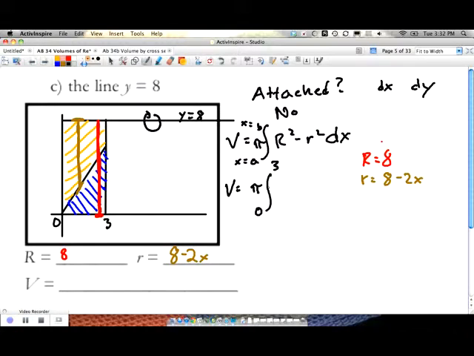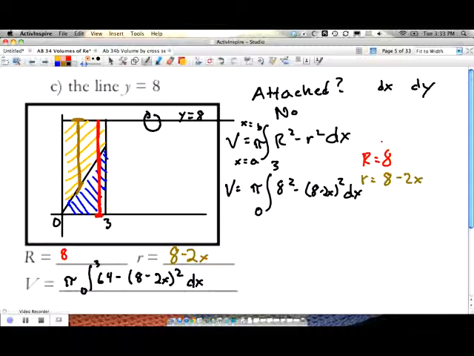Let's get our setup finished then. So this is going to be 8 squared minus, and then we have the quantity 8 minus 2x squared dx. And then the volume is just equal to that. So if I were to simplify it at all, I would have pi times the integral from 0 to 3 of 64 minus, and then we have in here 8 minus 2x quantity squared, all dx. There we go. Let's do another one.